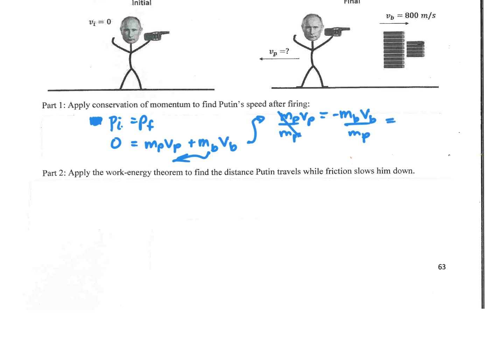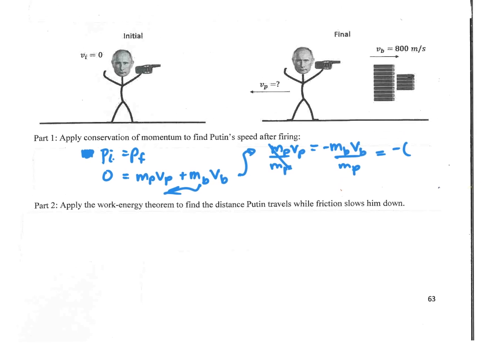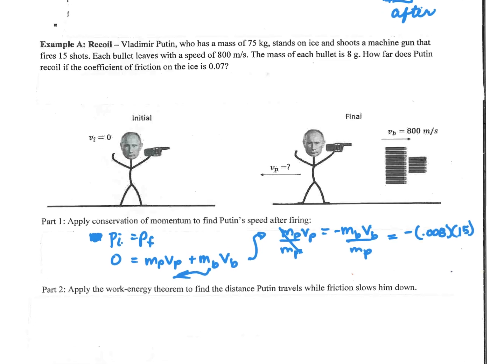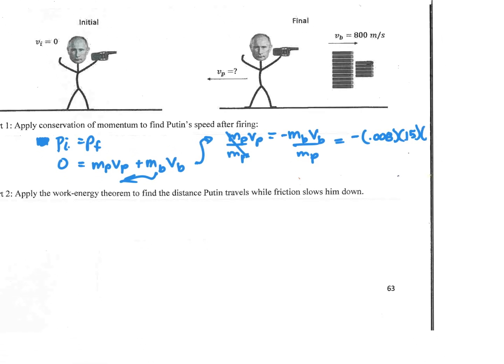Mass of the bullets: each bullet is 8 grams, so that's 0.008 kilograms. There are 15 of them, right? He fired 15 shots. And then the velocity of the bullets, if we can see from our graphic, is 800 meters per second, divided by his mass, and his mass was 75 kilograms. So what we find out is he is going negative 1.28 meters per second.